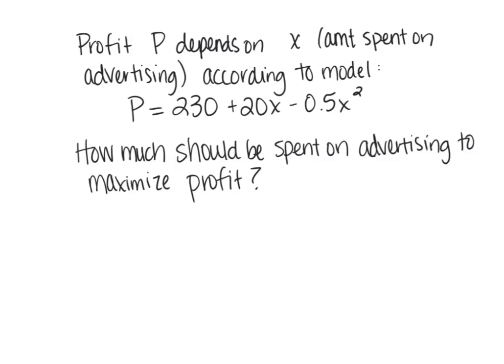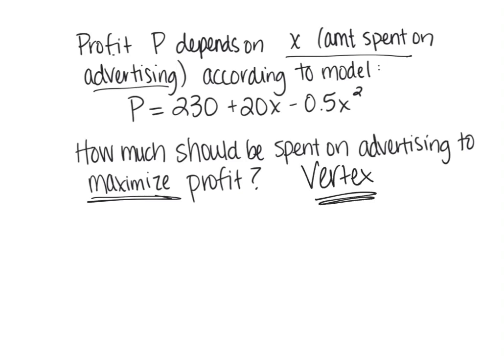We can also look at these application problems. And if we have a profit that depends on the amount spent on advertising, with this model, where P is the profit, X is the amount spent on advertising, if we want to try to maximize or minimize something, we're really just looking for the vertex. The max or the min is always your vertex.